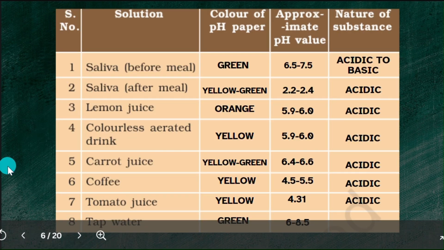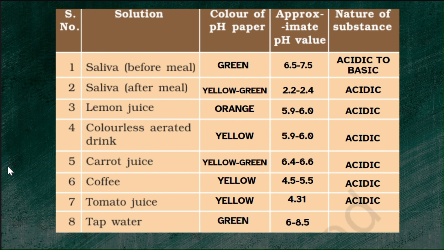Let us look in this table at some examples of solutions, the color, the approximate value, and the nature of the substance. Firstly, let us look at saliva. Before meals, the color of the pH paper is green. The approximate value is between 6.5 to 7.5. The nature of the substance is acidic to basic. Saliva after meals. The color of the paper is between yellow to green, and the approximate pH value is between 2.2 to 2.4. The nature of the substance is acidic.